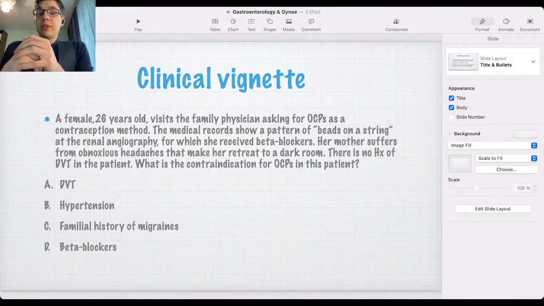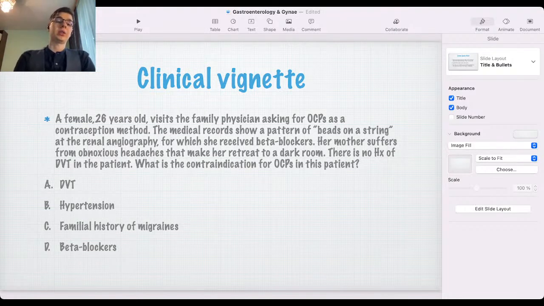We have another female of 26 years old that visits the family physician asking for OCPs as a contraception method. The medical records show a pattern of beads on a string at the renal angiography, for which she previously received beta blockers. Her mother suffers from obnoxious headaches that make her retreat to a dark room. There is no history of DVT in the patient. What is the contraindication for OCPs in this patient? DVT, hypertension, family history of migraines, or beta blockers?